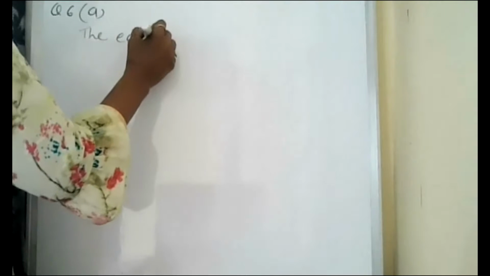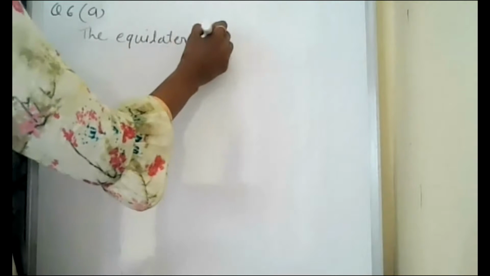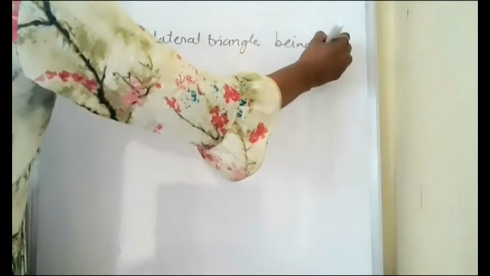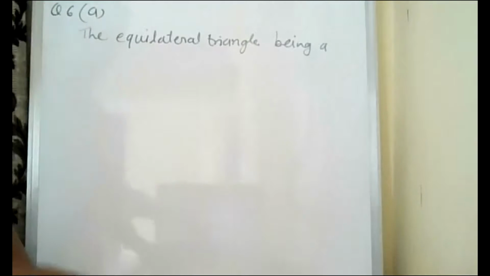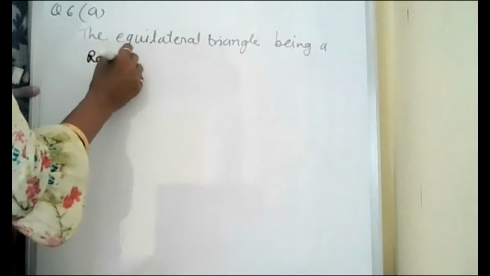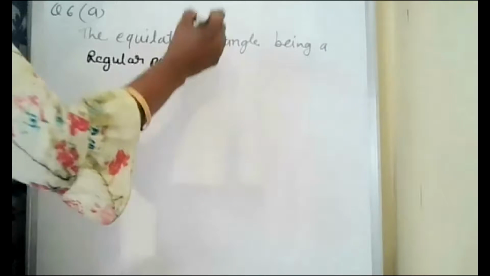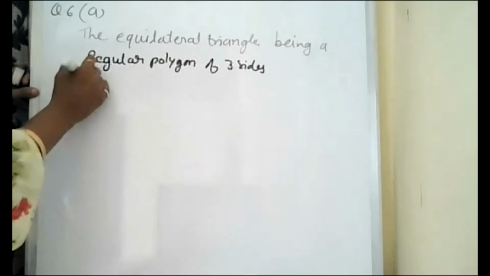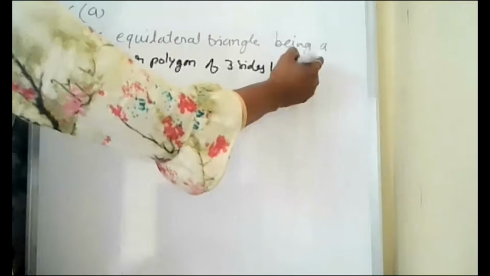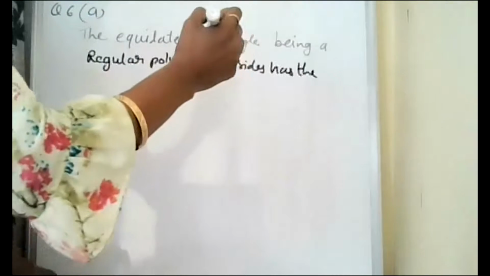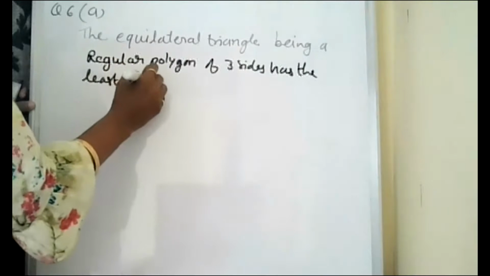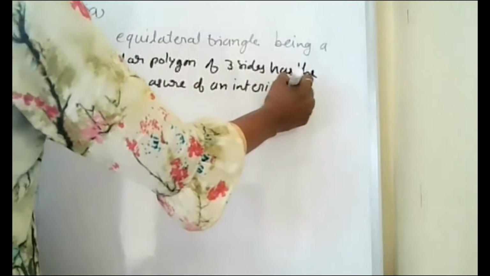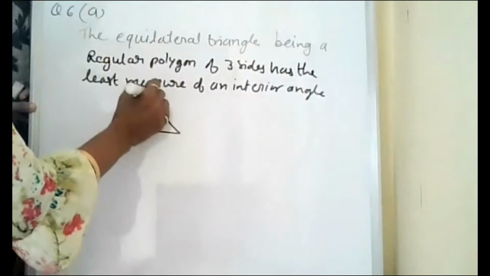The equilateral triangle, being a regular polygon of 3 sides, has the least measure of an interior angle. So draw an equilateral triangle.